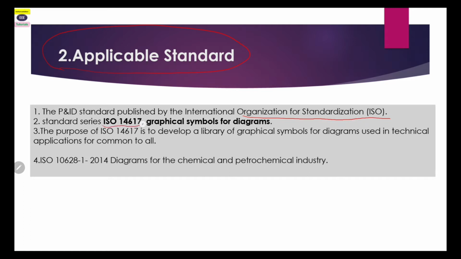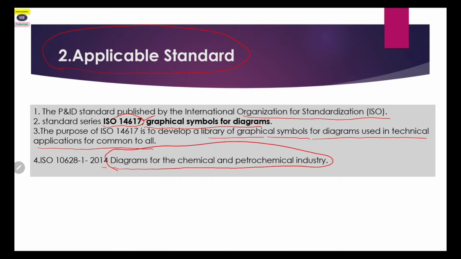which is ISO 14617 standard is generally used, which is graphical symbol for diagram, and it is actually develop a library of graphical symbol for diagram used in technical application for common to all. The purpose of ISO 14617 is now another ISO 10628-1 2014 diagram for chemical and petrochemical industries document can also be referred for a P&ID. So these two standards which generally come from ISO.